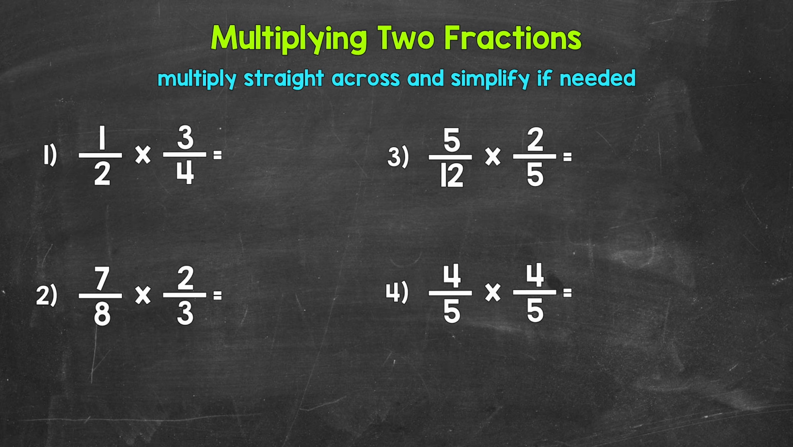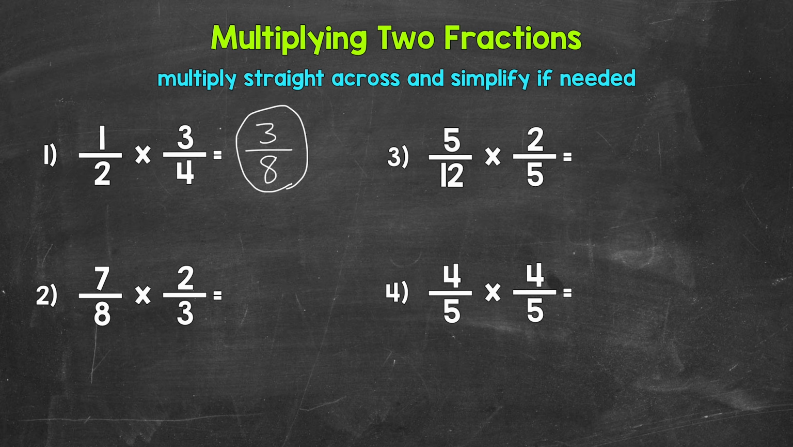So for number 1, let's start by multiplying the numerators. 1 times 3 gives us 3. Now for the denominators, 2 times 4 gives us 8. That gives us our answer, 3/8. Now, the only common factor between 3 and 8 is 1, so this is in simplest form. We are done here. Our final answer, 3/8.